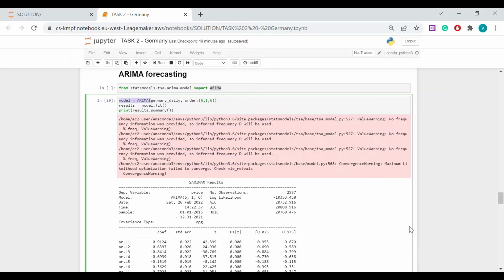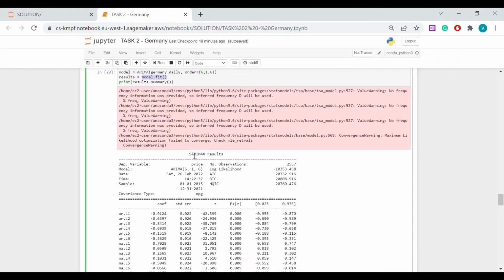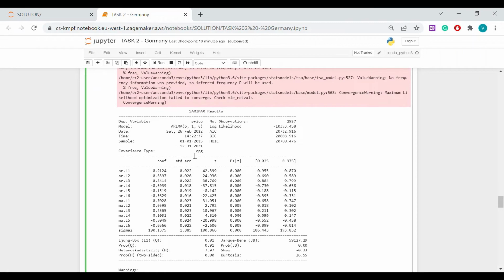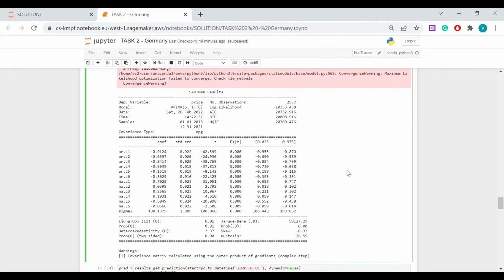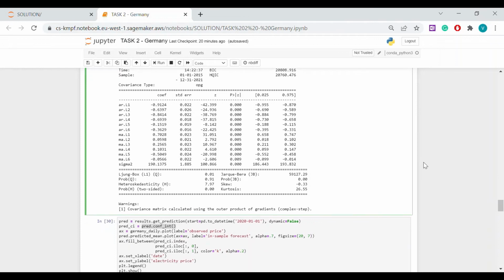Finally, we can model our time series with the parameters we have just chosen. For the ARIMA model, we use the package ARIMA. So we model our Germany daily time series with the ARIMA model of order 6, 1, 6, and we fit our model. We can also print the summary of the results of this fitting, because it has some nice, useful values.